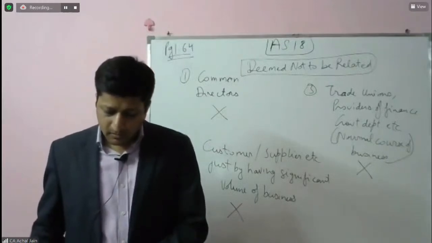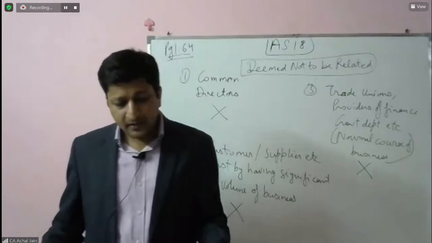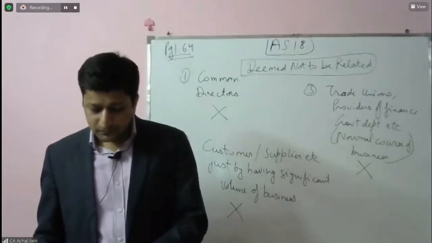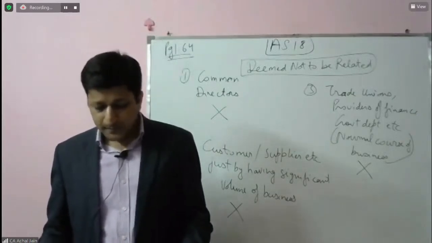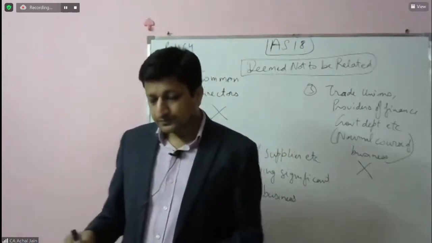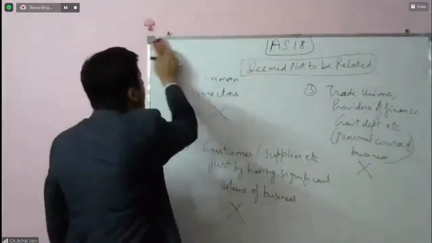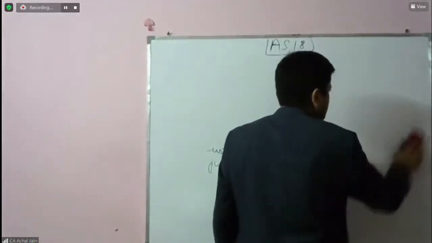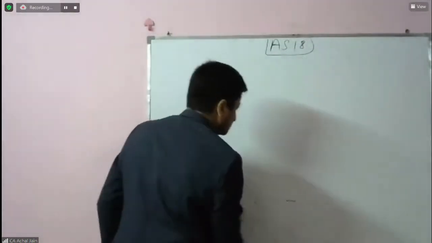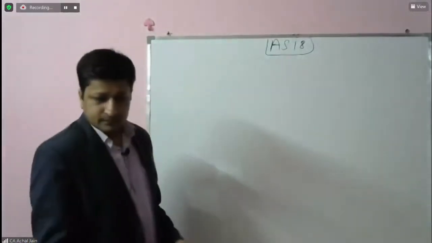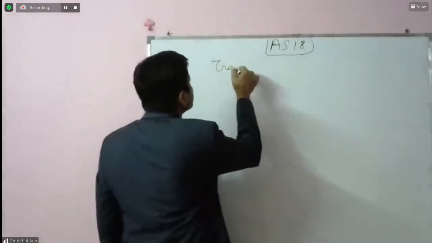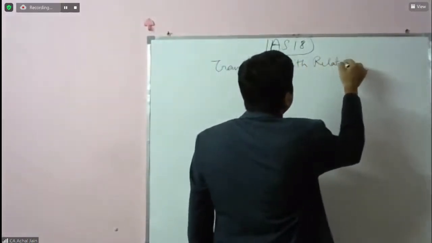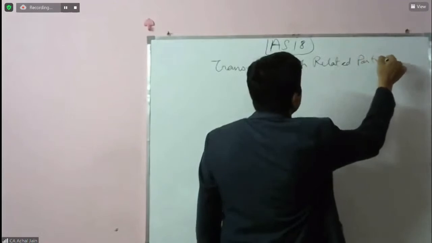Okay. So now, in relation to a related party, let's understand what all transactions are possible. And then we'll pick up some examples. Transactions with related parties.